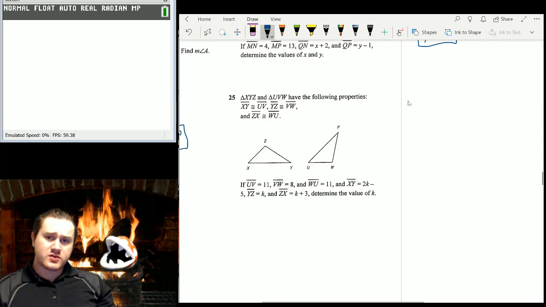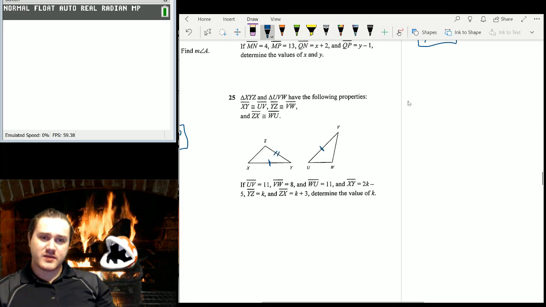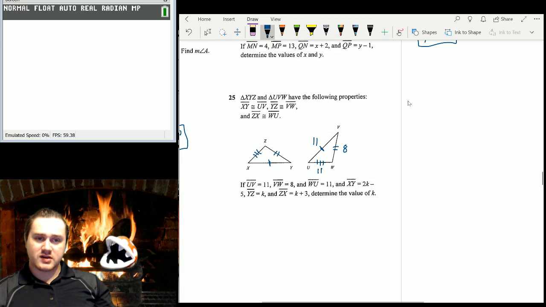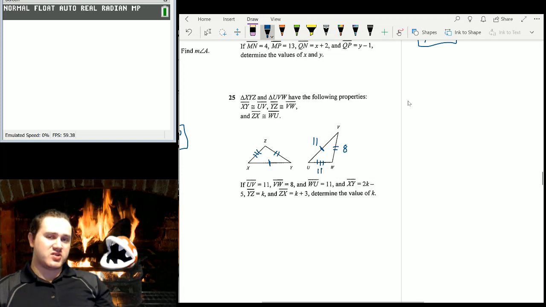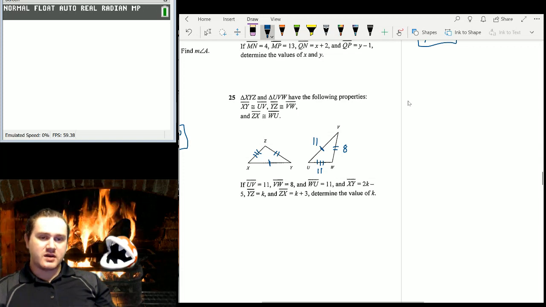Alright, number 25 is another one that's very similar. It tells me that XY is the same as UV. YZ is the same as VW. And then ZX is the same as UW. Then it tells me that UV is 11, VW is 8, and then WU is also 11. Again, these sides might not be drawn to scale, but it gives us a label.